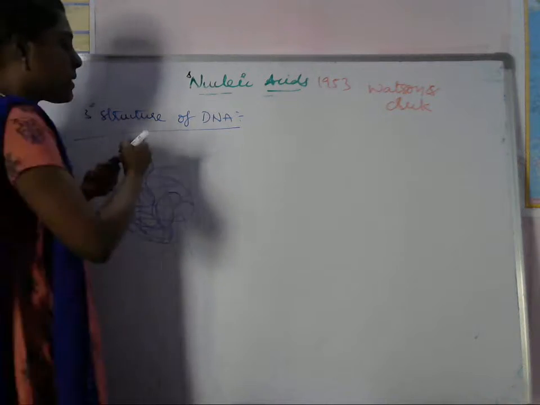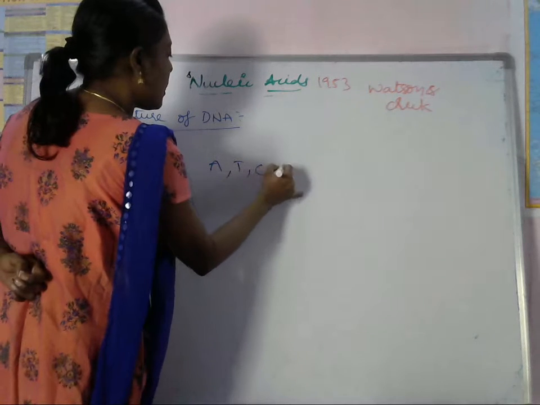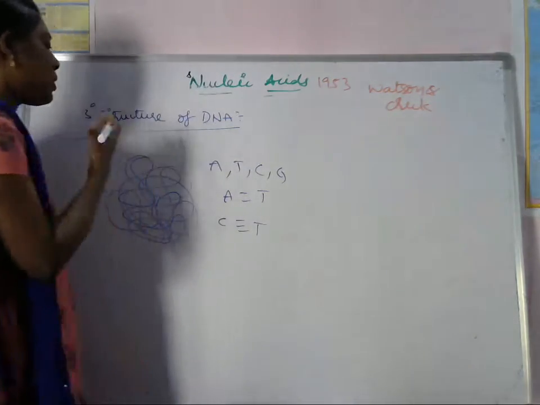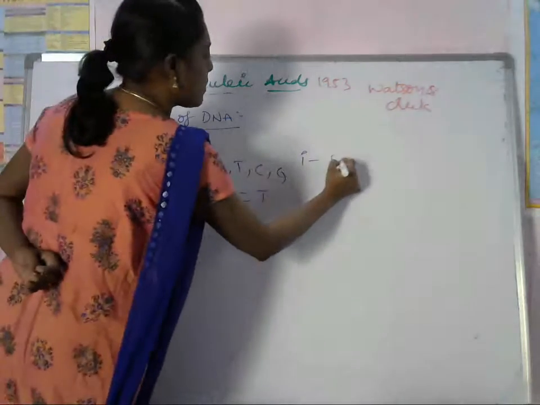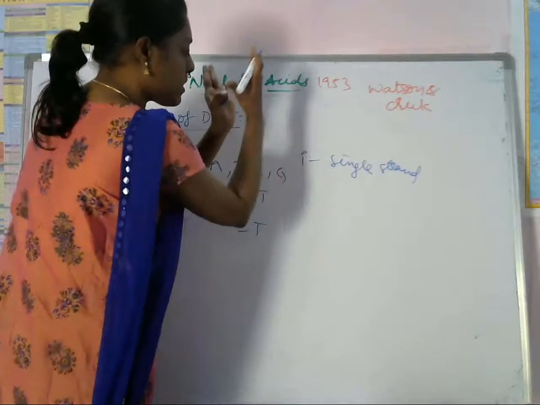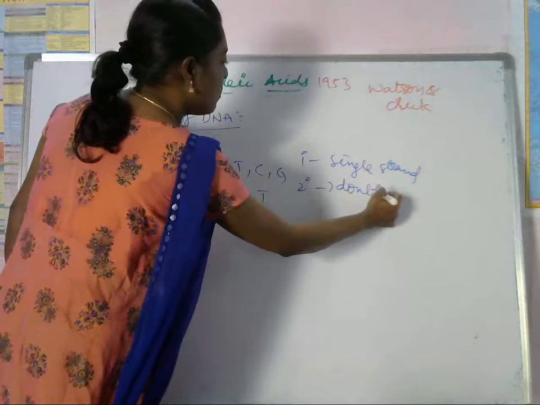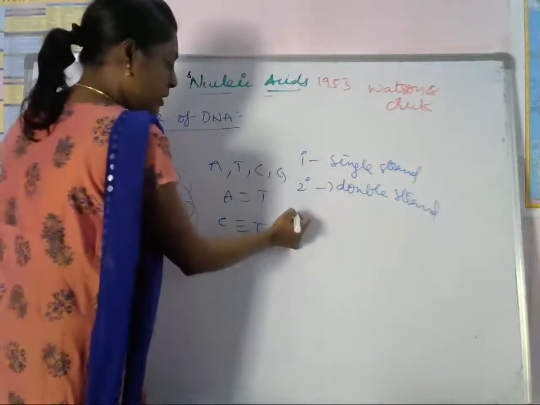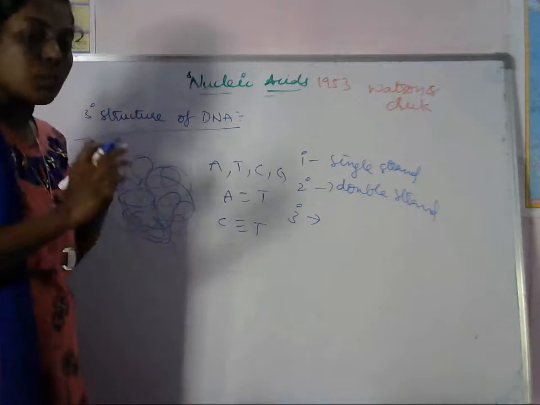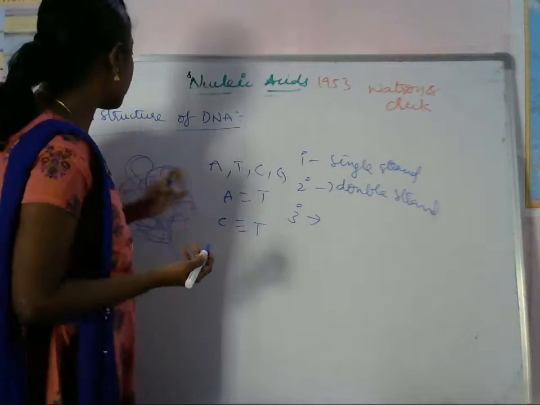The same base pairs will be present, same as in the primary and secondary, which are adenine, thymine, cytosine and guanine. There is a double bond between A and T, and a triple bond between C and G. But what is the difference here? For the primary, only a single strand is there. In the secondary structure there is a double strand. In the tertiary structure, the double helical structure is supercoiled. That's why it forms a tertiary structure.